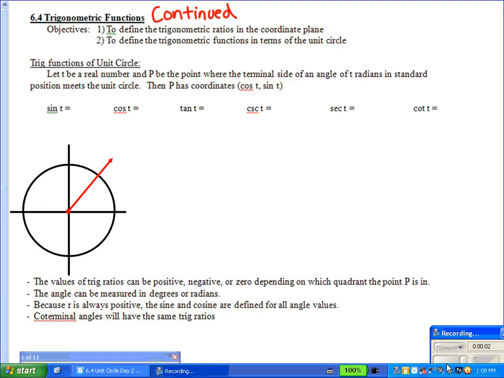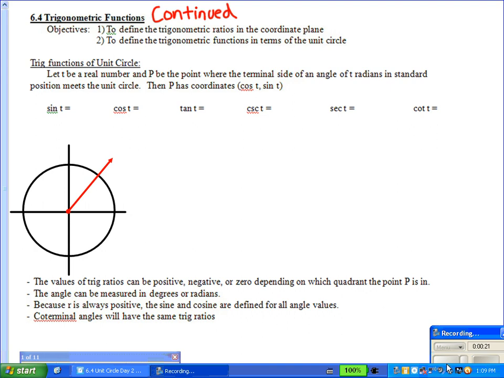Section 6.4, trigonometric functions continued. Our objectives are to define the trigonometric ratios in the coordinate plane and also to define the trig functions in terms of the unit circle, which we've already done, and we've talked about the unit circle and how to get the coordinate ordered pairs and the radians and degrees, etc.